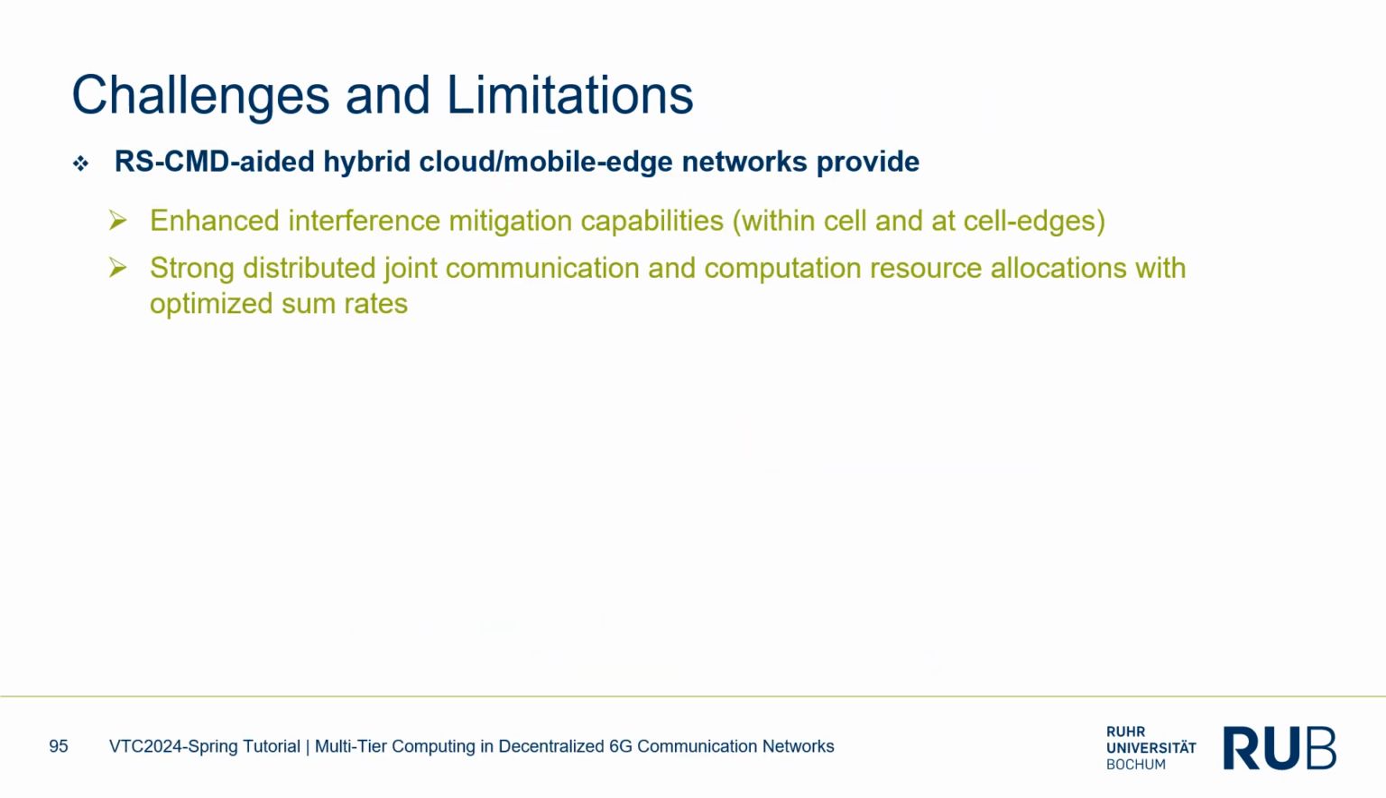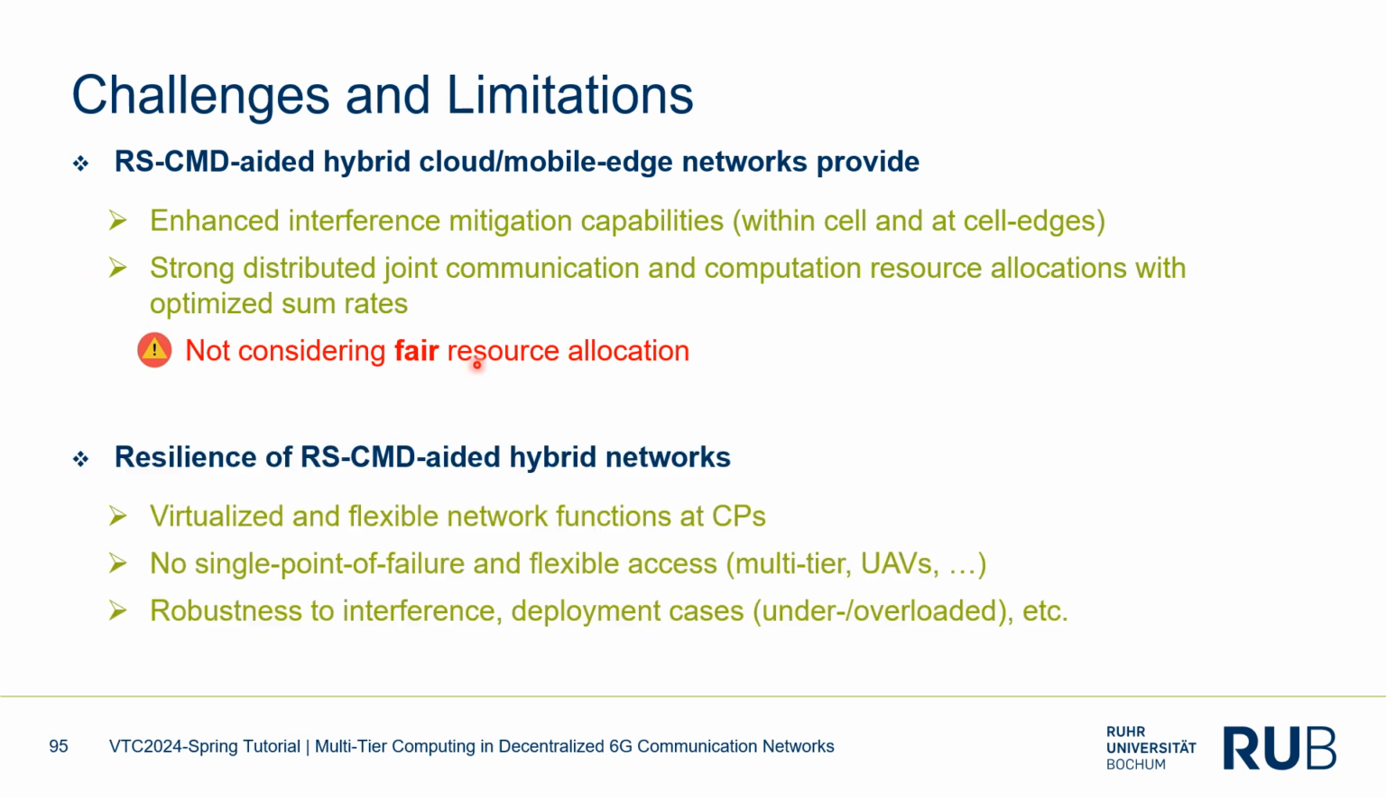Now, let's talk about challenges and limitations of the rate splitting approach. With rate splitting and common message decoding in hybrid cloud mobile edge computing networks, we have enhanced interference mitigation capabilities within the cells and also at the cell edges at the edge clouds. We have a strong distributed and joint communication and computation resource allocation. In this case, we were able to optimize the sum rate. However, sum rate is a metric which does not consider fair resource allocation.